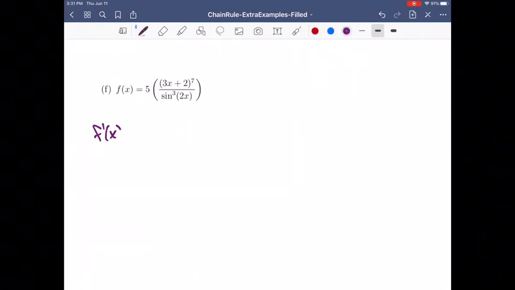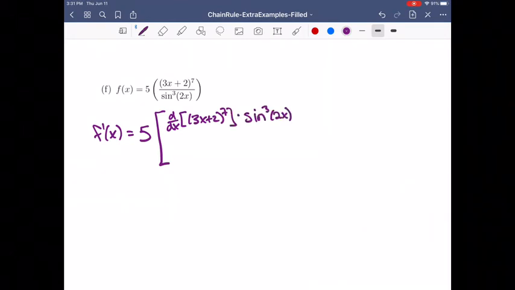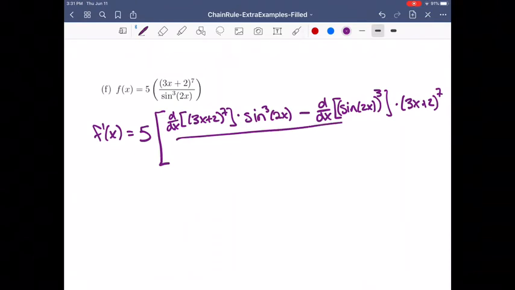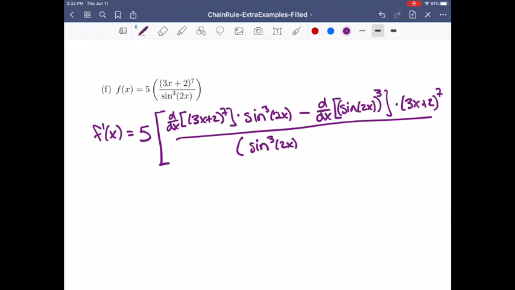Okay, so the derivative here is going to be 5 times, and then I'm going to use the quotient rule. So it's going to be the derivative of the top, times the bottom, minus the derivative of the bottom, and actually again I'm going to rewrite this so you can clearly see the inside bit, times the top, all over the bottom, squared.